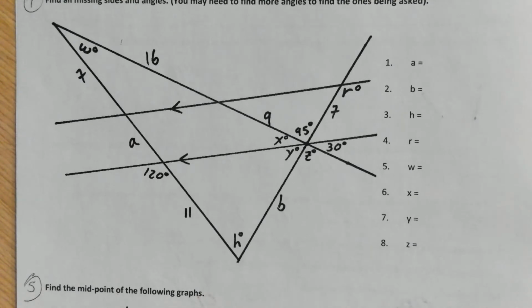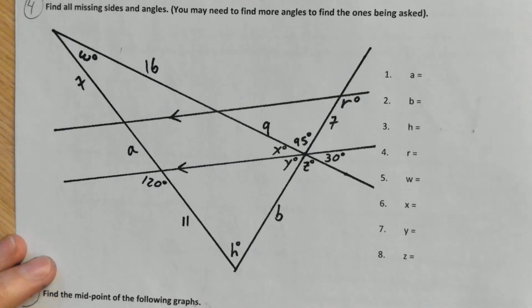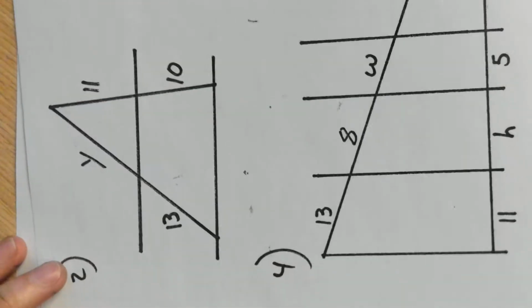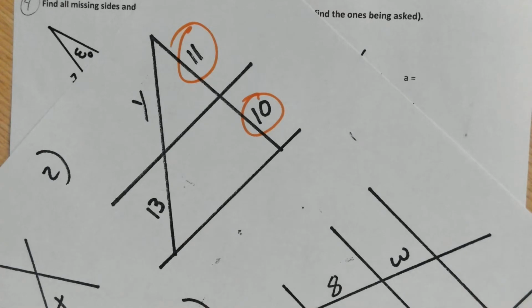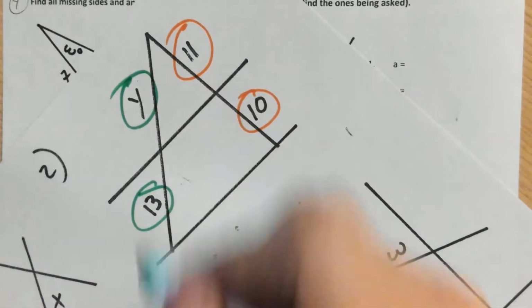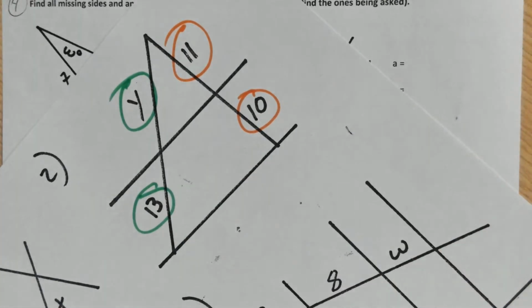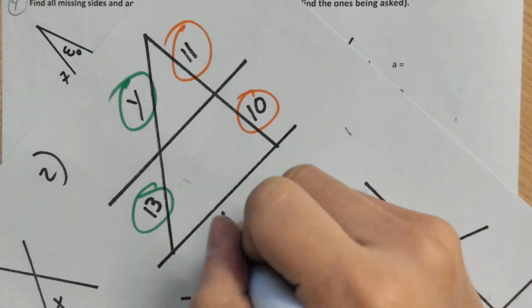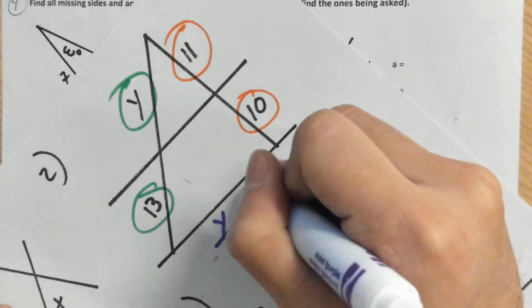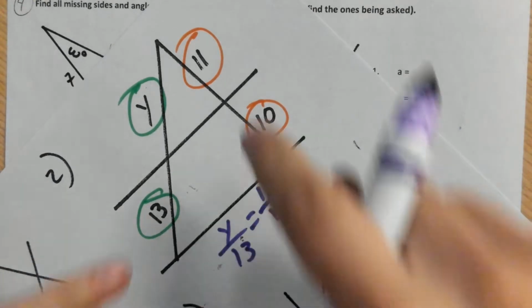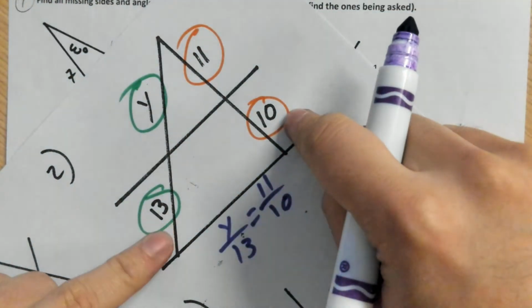Here's the thing. You guys can actually apply what I showed you for these problems. Remember, like number 2, you can just take this side, and that'll give you a fraction. And then take this side, and that'll give you another fraction. So you would set this up as y over 13 equals 11 over 10. So this one over this one, this one over this one. You just have to follow the order.